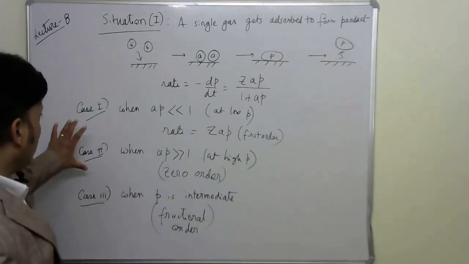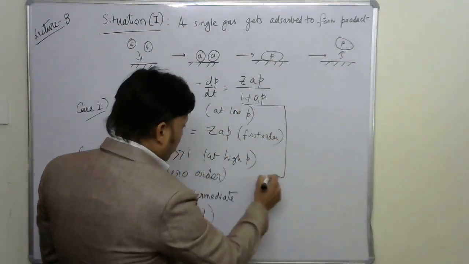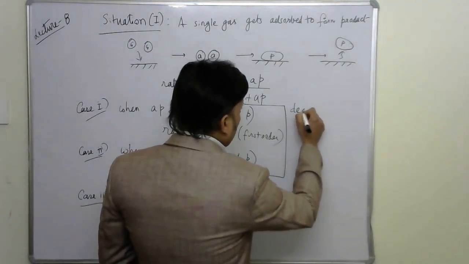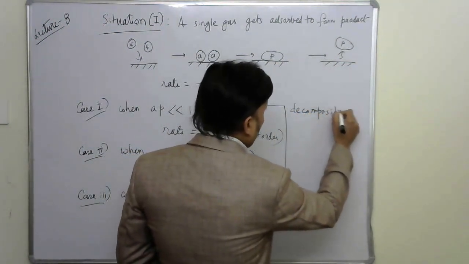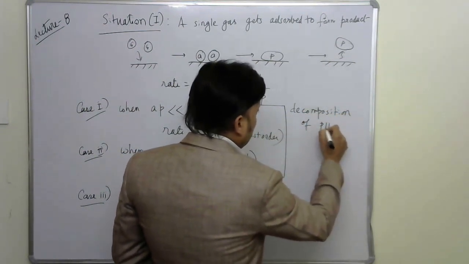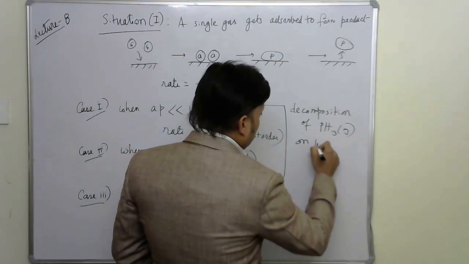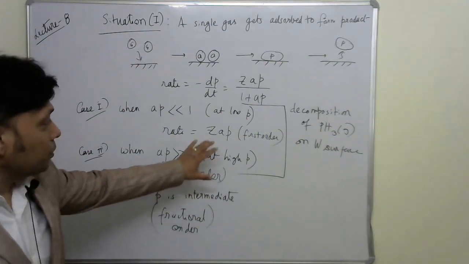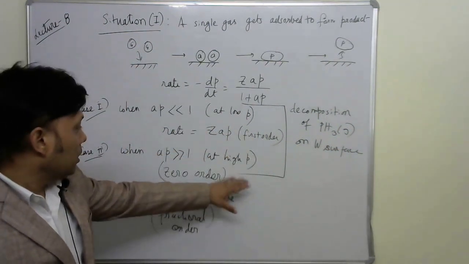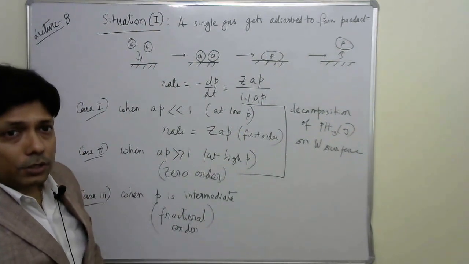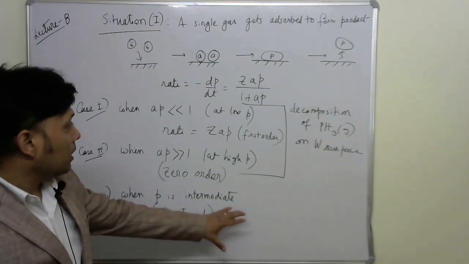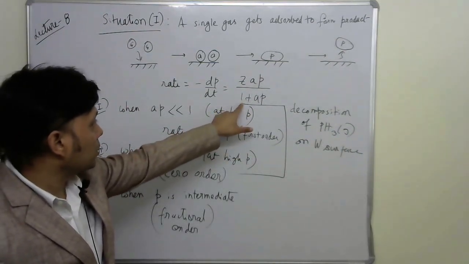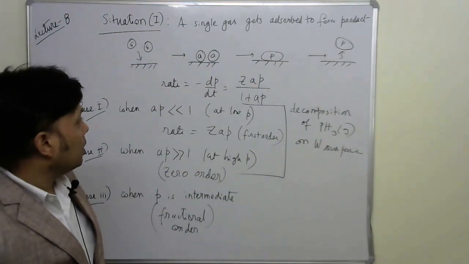So an example where we actually find these situations happening is the decomposition of phosphine gas on the tungsten surface. At very low pressure of phosphine, the kinetics follows a first order rate law, and at very high pressure it follows a zero order rate law. So this situation is comparatively simpler, as apparent from this simple expression of the heterogeneous rate law.